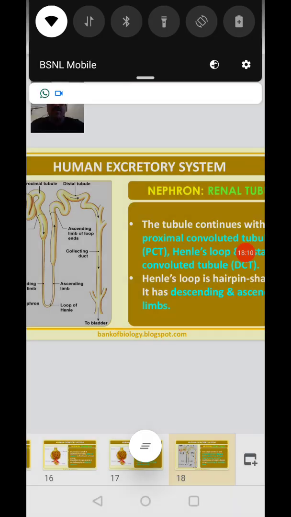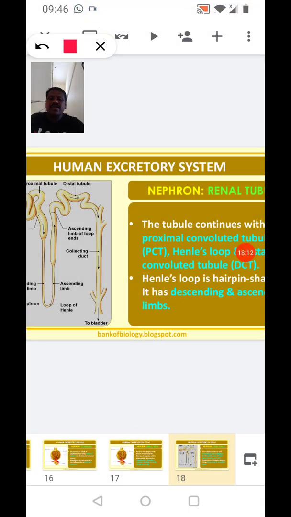I hope you are following. Here you can see this is the initial collecting duct. What is happening? Initial collecting ducts of neighboring nephrons will unite with each other and form one straight collecting duct. This straight collecting duct opens into the medullary pyramids.